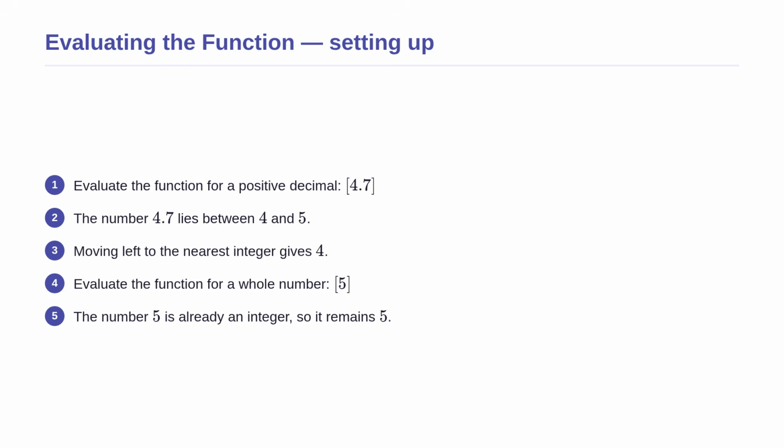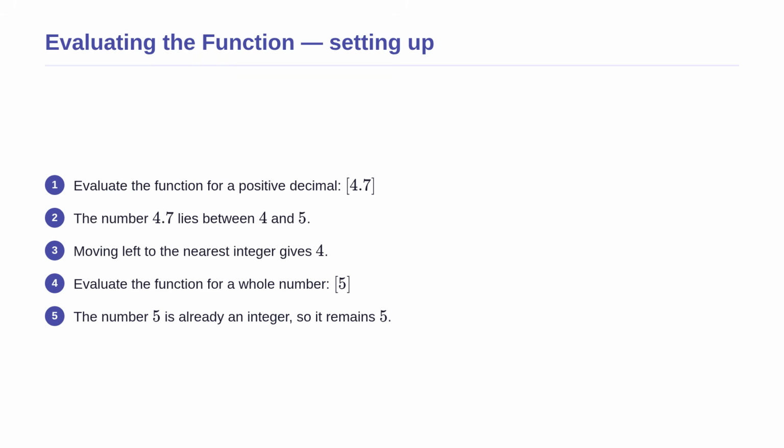Now that we have our formula, let us build confidence by evaluating the greatest integer function for a few different types of numbers. We are given a positive decimal, 4.7, and a whole number, 5. Our strategy is to picture each number on a standard number line, locate its exact position, and move our eyes to the left to find the very first integer.